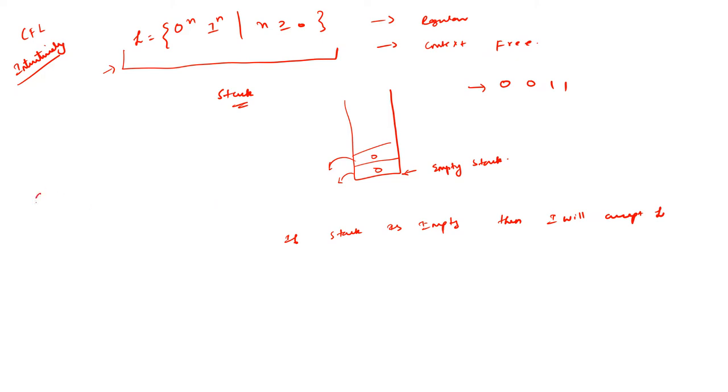But let me convince you. Let's take 0 power n, 1 power n, 0 power n. Let me take n equal to, let's say, 2, for example. Then the string is 0 0 1 1 0 0. This string also has a mirror image, right? But can you accept this using a stack? Can you give me a procedure that uses a stack to accept this kind of string?